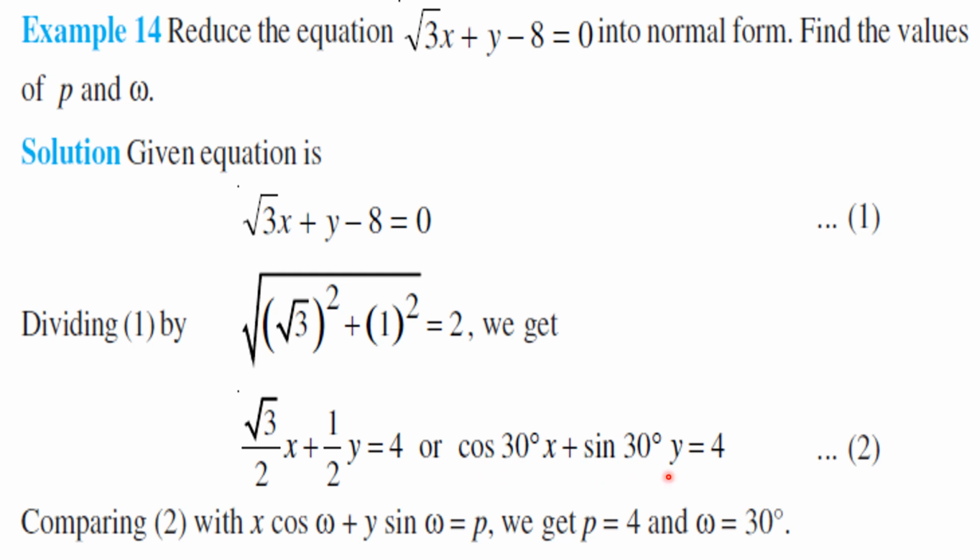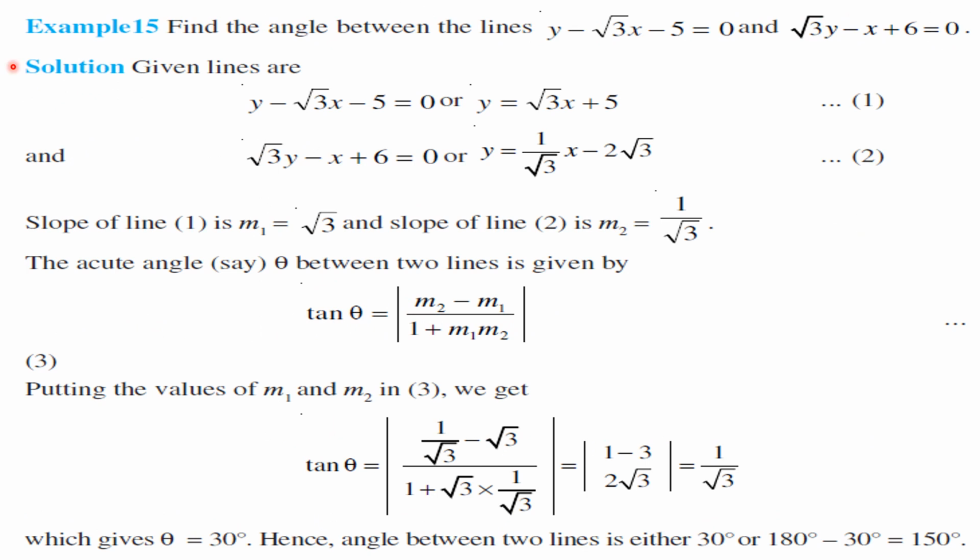This is the normal form of the given equation of the line. So by comparing this equation with x cos omega plus y sin omega is equal to p, we get p is equal to 4 and omega is equal to 30 degrees. Understood this solution, my children? Right. Now let us take another example.